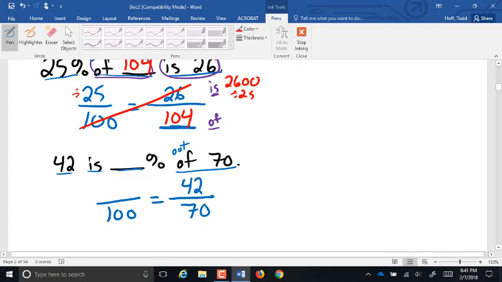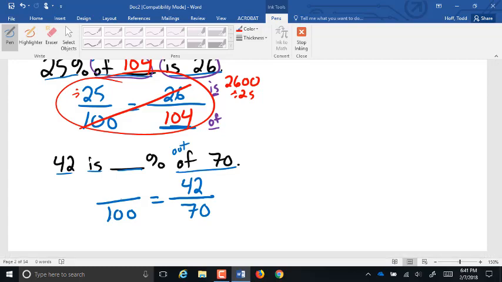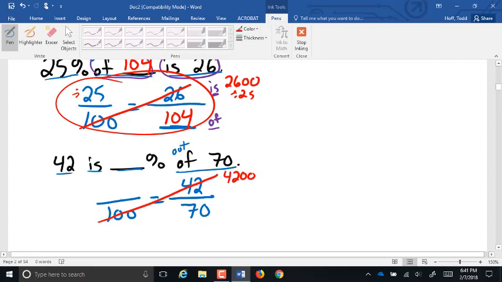Now, once again, we see the numbers are in different spots again, but it's still the same process. The two numbers that are diagonal get multiplied. Which ones are those? Yeah, 100 times 42, which will be 4,200. And the one that's on the other diagonal by itself, we divide by. We divide by the 70, which will give us 60. So that is 60%.